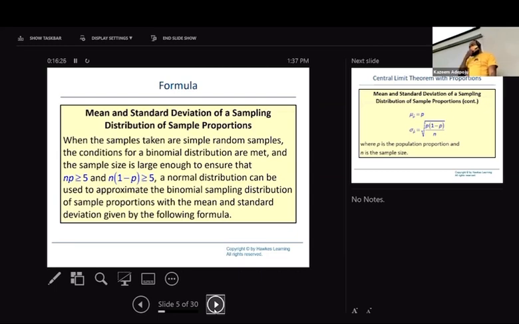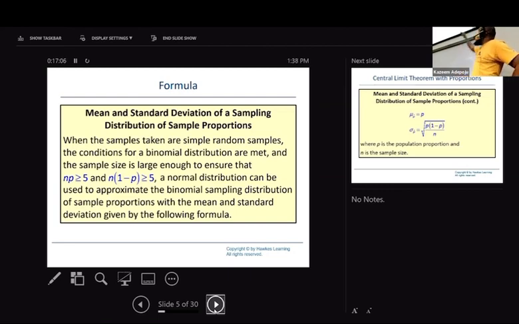So what I'm trying to say here is, when the samples are taken as simple random samples, the conditions for a binomial distribution are met, and the sample size is large enough to ensure that. In the case of the mean, we focus on the sample size. We said the sample size has to be at least 30. But in the case of proportion, the focus is going to be on the product of n and p. It has to be at least 5.